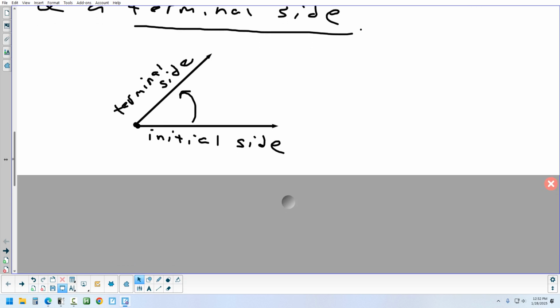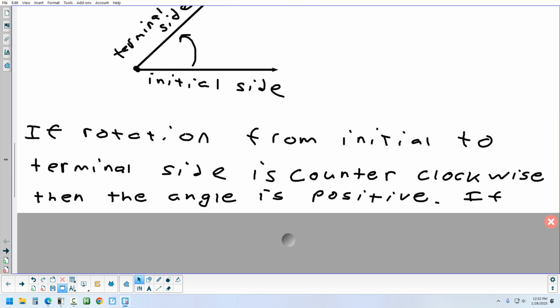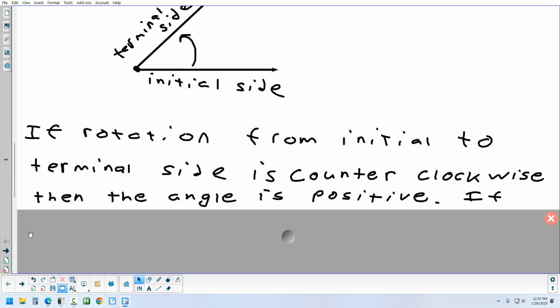Okay, when we start to measure an angle, like the amount of rotation from the initial side to the terminal side, we can rotate two ways. Counterclockwise is one way. What would be the other one? Clockwise. Depending on which way you rotate is going to control whether your angle is a positive or a negative. So you can have negative angles. All that a negative angle means is you are rotating in a clockwise direction.